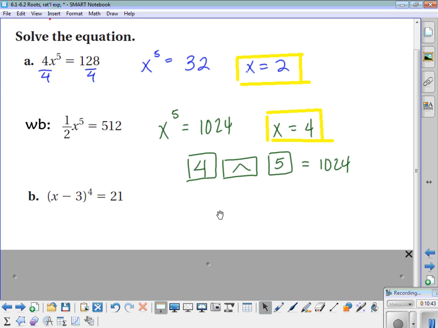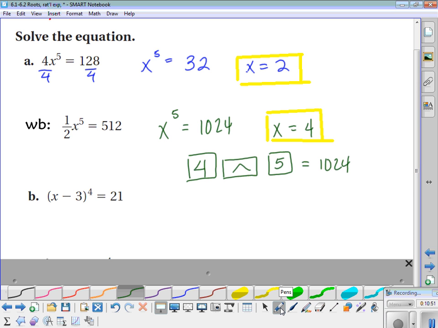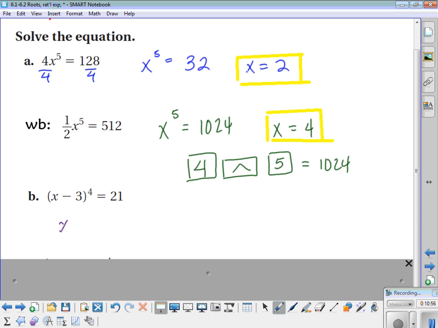All right, so here's another example for your notes. We've got x minus 3 to the 4th power equals 21. So I'm going to take the 4th root of both sides. And so I get x minus 3 is equal to the 4th root of 21. Now, can I figure out what the 4th root of 21 is? No, I can't. So I'm just going to leave it as a radical, and that's what you guys should do on your homework. If you run into any that you can't, it's not a number that you can actually figure out, just leave it as a radical.